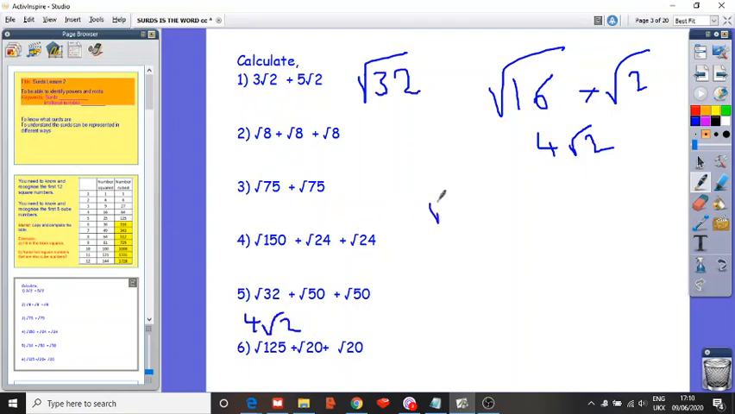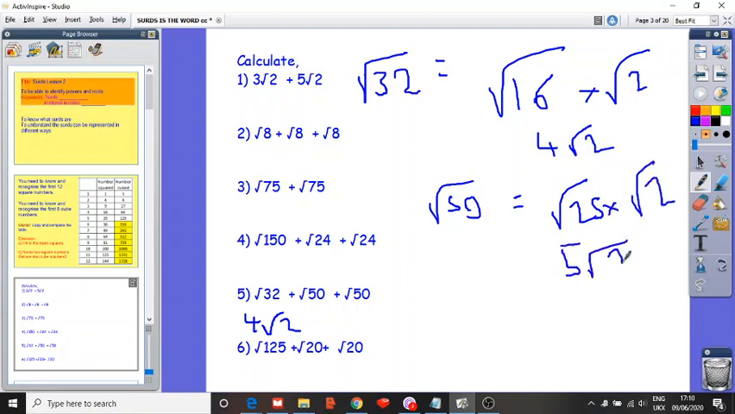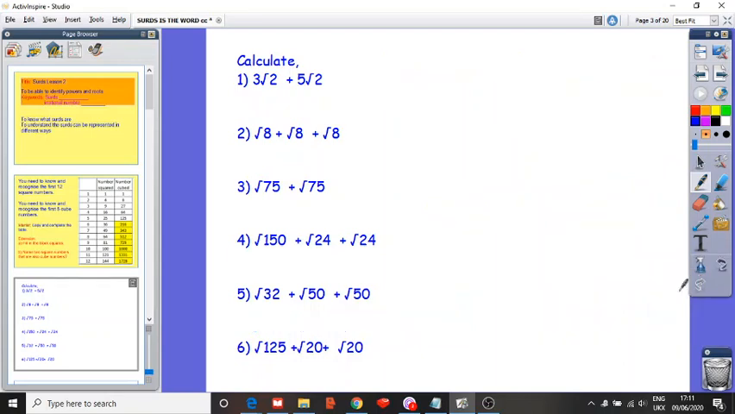50, so let's do the square root of 50. I know that can be written as the square root of 25 times the square root of 2. Square root of 25 is 5, so that's 5 root 2. So I can write this as 5 root 2 and 5 root 2 again. So I've got 5, 10, 14, so my answer there is going to be 14 root 2. And it just makes things a lot easier. Let's do the last one.